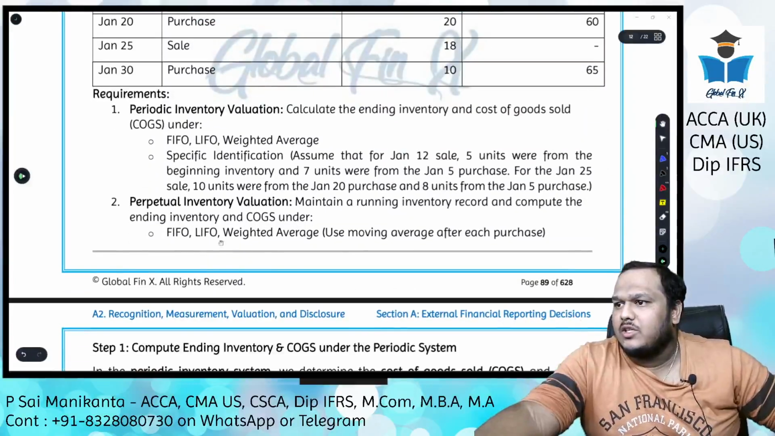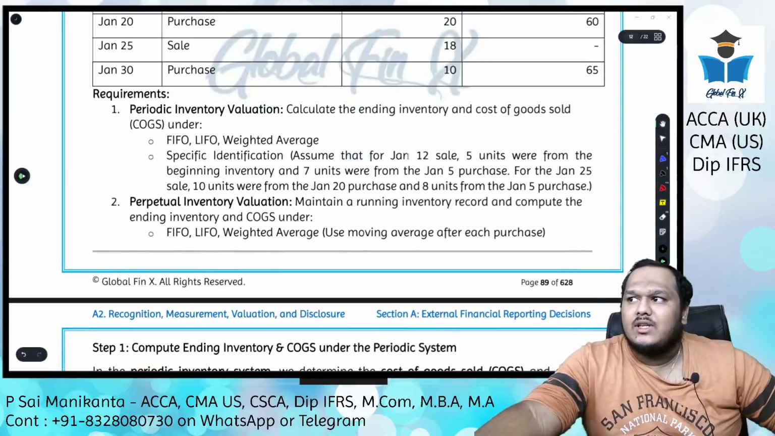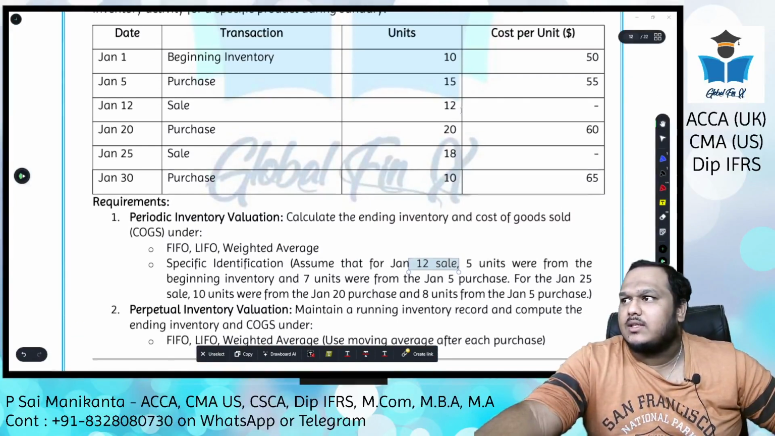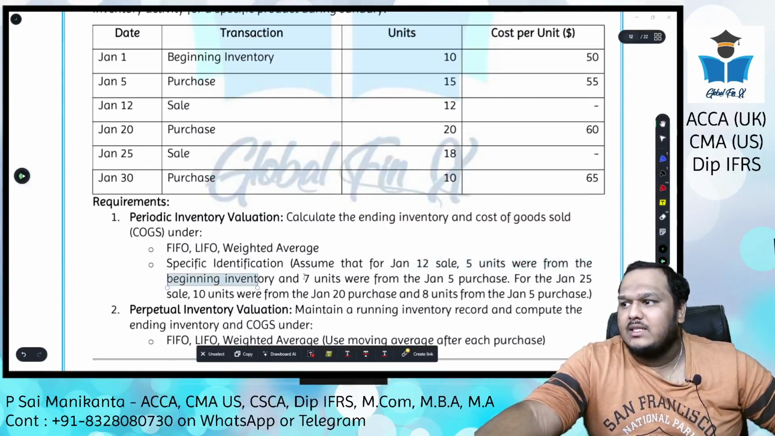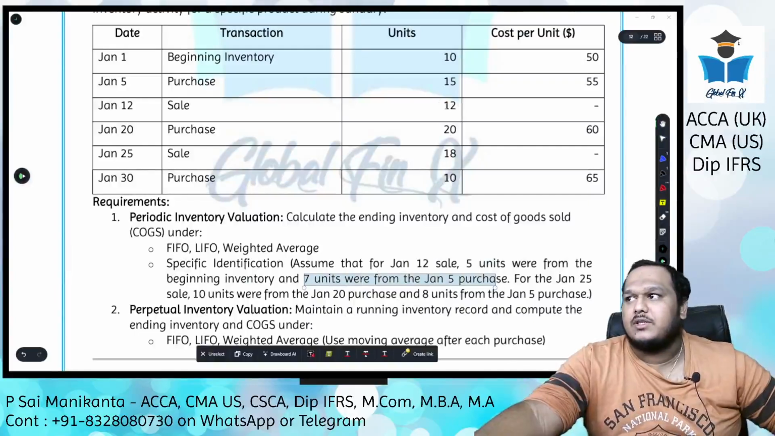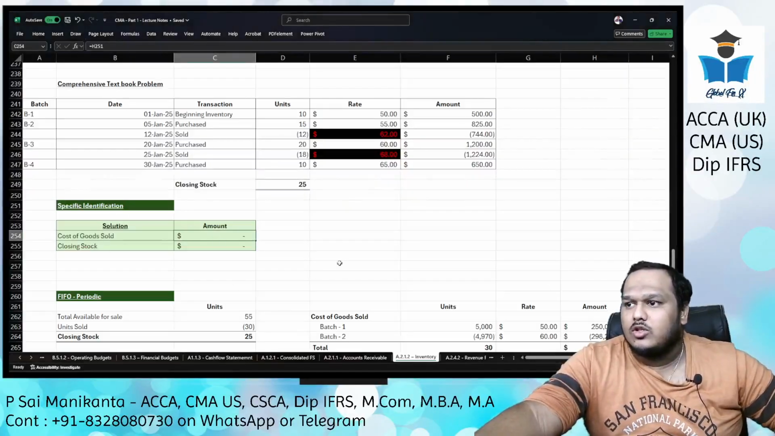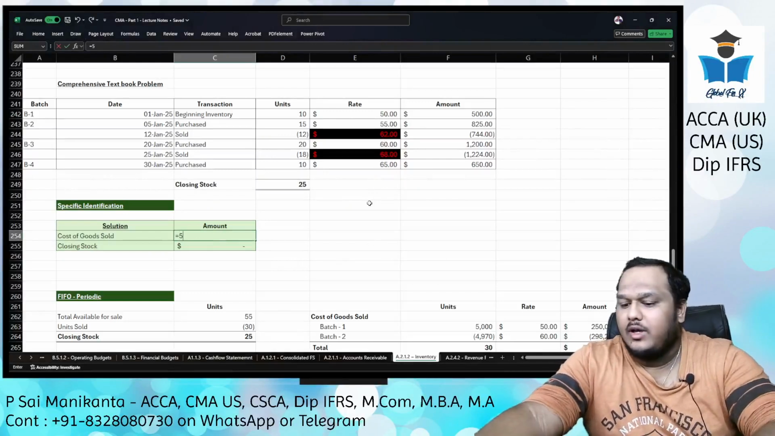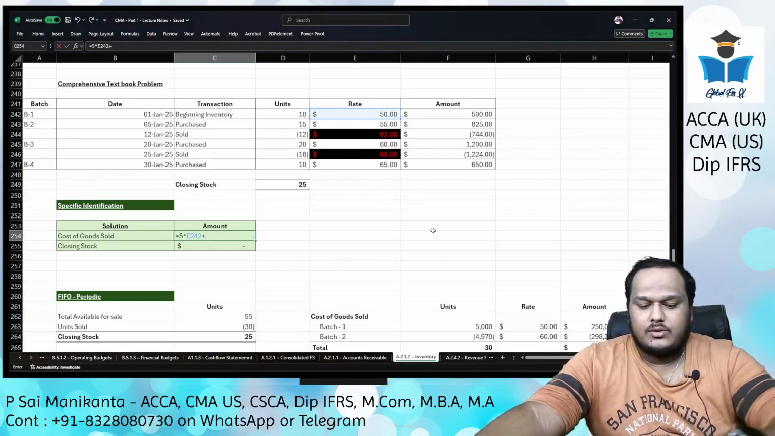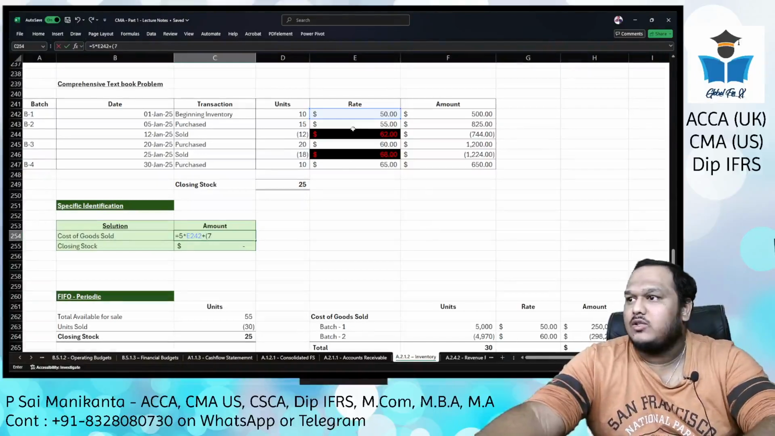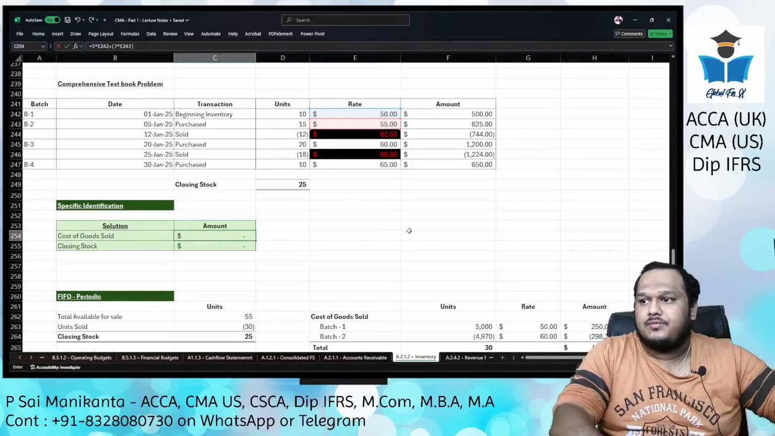So the information clearly said, assume that for the Jan 12th sale, these 12 units, 5 units were from the beginning inventory, 7 units were from Jan 5 purchases. Okay, so cost of goods sold: 5 units were from beginning inventory at the rate of 50, plus 7 units were from the Jan 5th purchases.